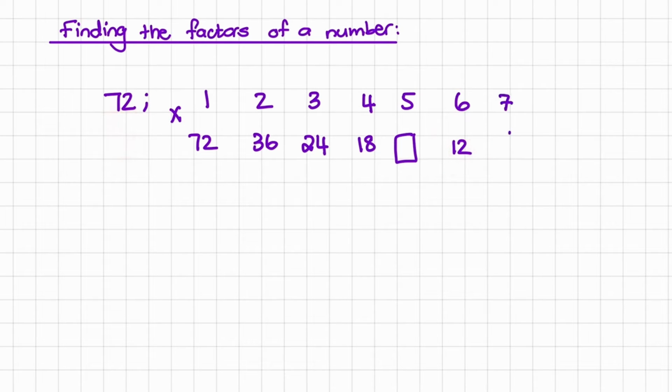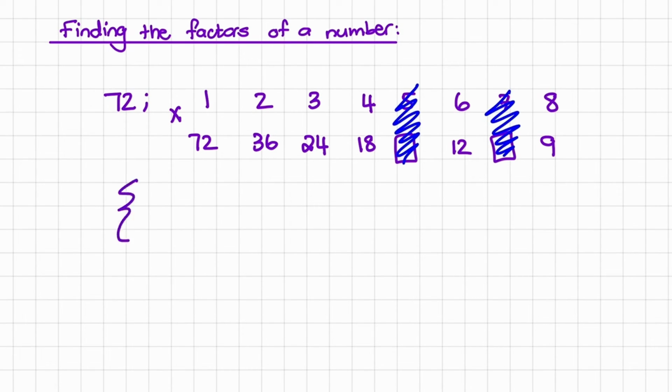I try 7, and there's no value of 7 that will work. And then 8. So 72 divided by 8 is equal to 9. And then I can stop because there are no more values between 8 and 9 that I can test. So the factors of 72 would be all of these values except for 5 and 7.